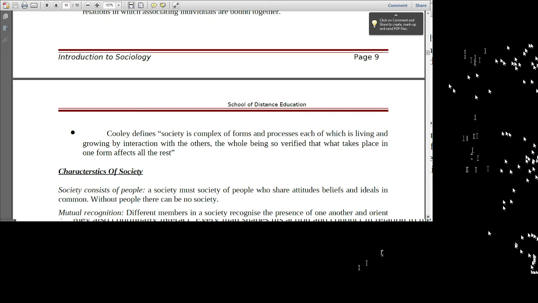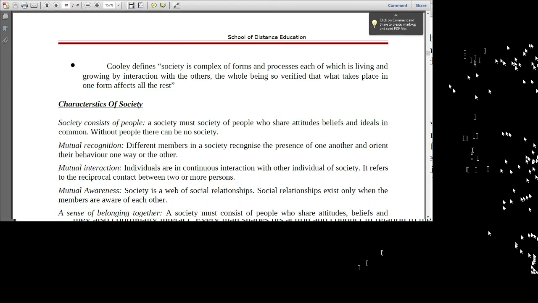This is a definition given by C.H. Cooley. And we will move on to the different characteristics of society. What are the characteristics of society according to this definition? We all know that society consists of people. That means there are so many people in society. They have common attitudes, beliefs, and ideals. And without people, there can be no society. That is the first characteristic of society.